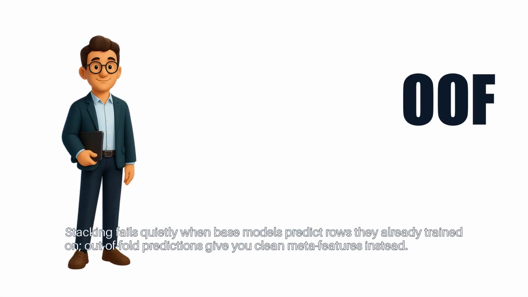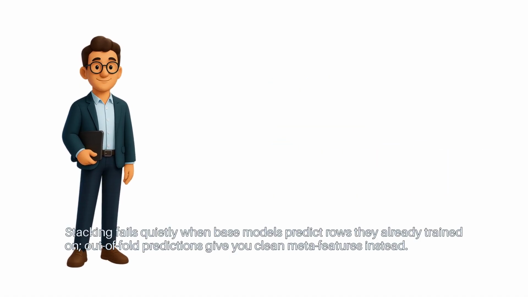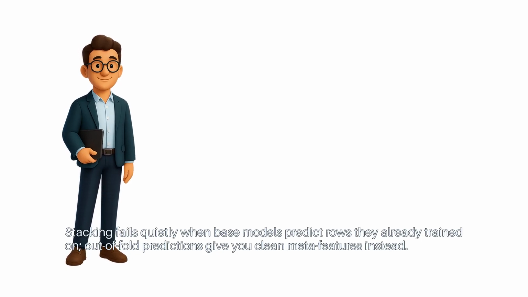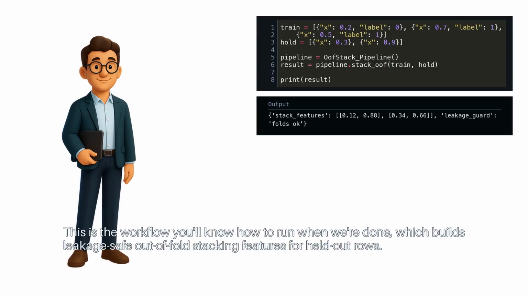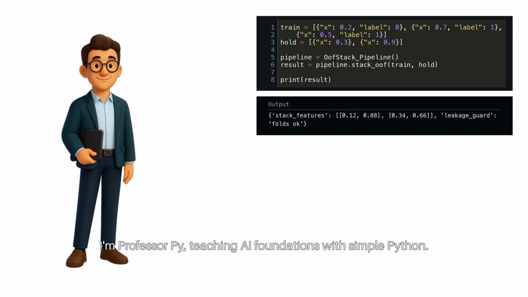Stacking fails quietly when base models predict rows they already trained on. Out-of-fold predictions give you clean meta features instead. This is the workflow you'll know how to run when we're done, which builds leakage-safe out-of-fold stacking features for held-out rows. I'm Professor Pi, teaching AI foundations with simple Python.